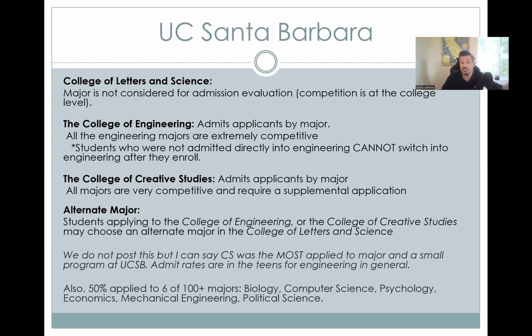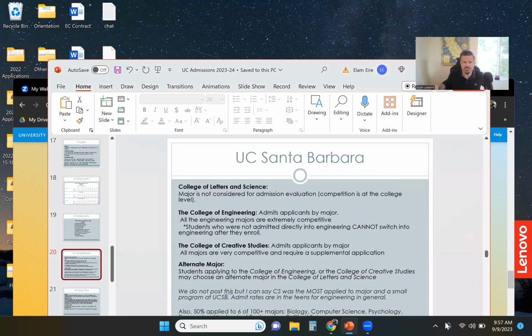But in this case, it's actually going to matter, especially if you're in engineering. If applying to engineering is the primary, or applying to creative studies is the primary, then the alternate is there as a real safety net. They do have not awful majors under letters and sciences.